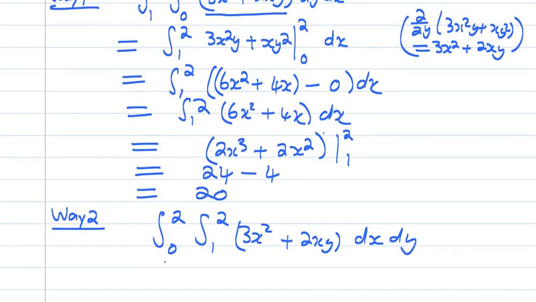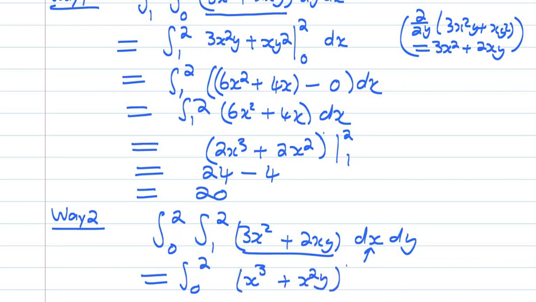Great. So now, as before, we start from the inside, but this time around we integrate with respect to x, treating y as a constant. So if we integrate with respect to x, now it becomes x cubed, because the derivative of x cubed is 3x squared, and if you integrate that, that now becomes x squared y. And now we draw a line. The top bound is 2 and the bottom bound is 1, dy.